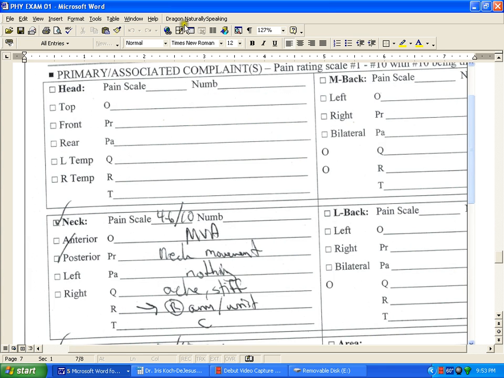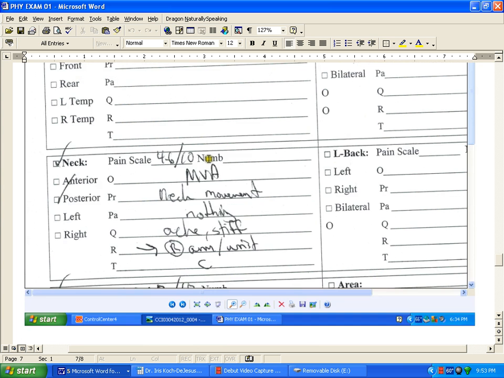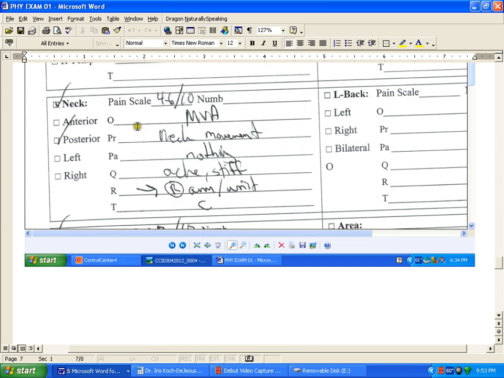Okay, now we have the chief complaints. That was a question that you asked about. So first we put the word neck. That's one of the chief complaints, with a colon, just like that. And C stands for constant, comma.